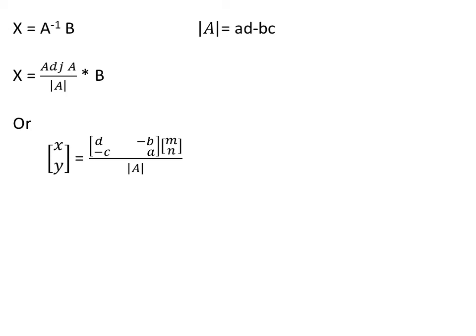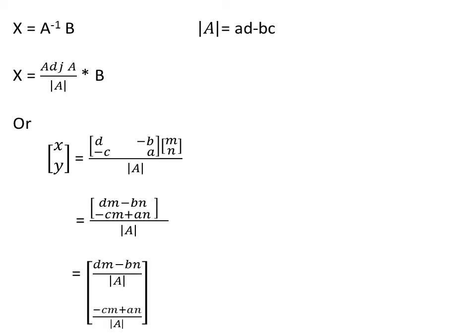Now the matrices in the numerator are multiplied firstly, which will give us the terms dm minus bn and minus cm plus an. In the denominator we will write determinant of A as it is. Now determinant of A is divided by all the terms in the matrix, which will give us the elements as dm minus bn over determinant of A and minus cm plus an over determinant of A.